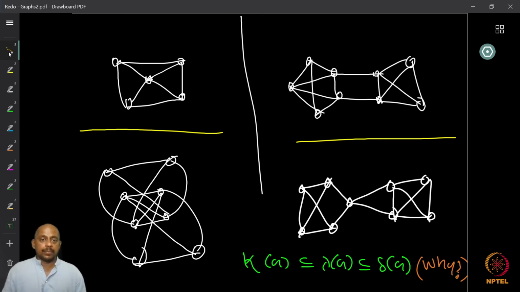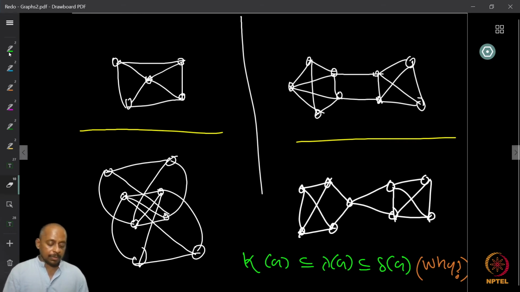What about this? If you look at the edge connectivity of this, it's not immediately clear what it is. But if you look through it carefully, you will see that it's actually 2. You can find 2 edges whose removal disconnects the graph. So, what are these 2? You should look for it before you continue.